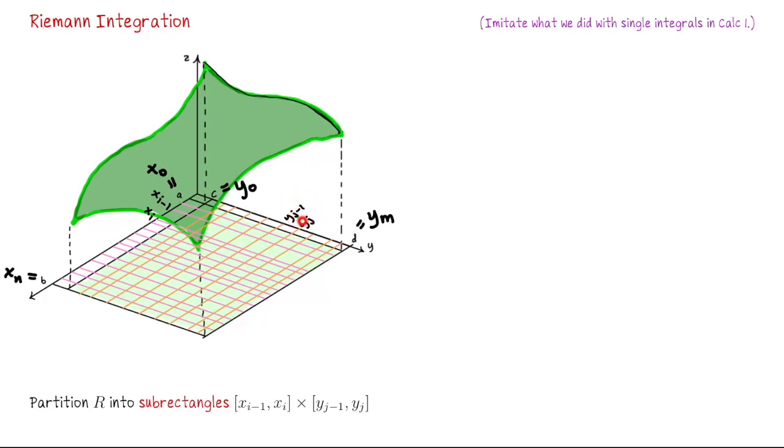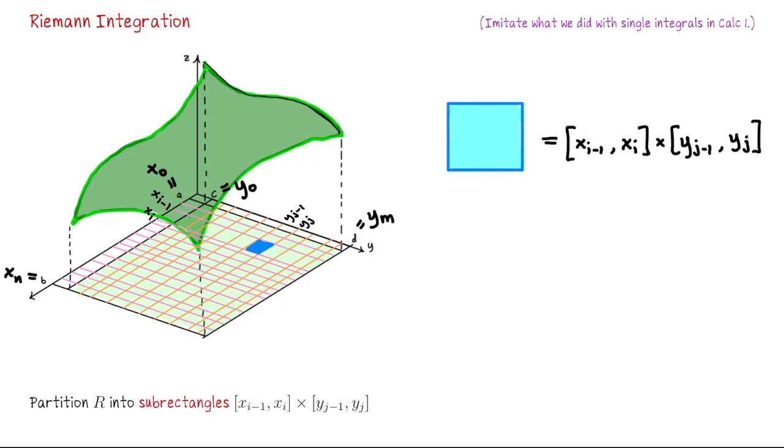Similarly, if I come to the jth subinterval along the y-axis, that's going to go from y sub j minus 1 through y sub j. These values of x and y enclose one particular subrectangle. Let's say it's this one right here, and let's kind of zoom in on it. Okay, so there's one particular subrectangle from my domain. This subrectangle can be thought of as [x sub i minus 1, x sub i] cross [y sub j minus 1, y sub j]. So that's the rectangular notation for this subrectangle.